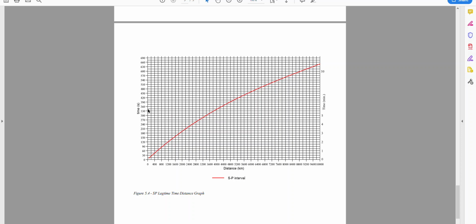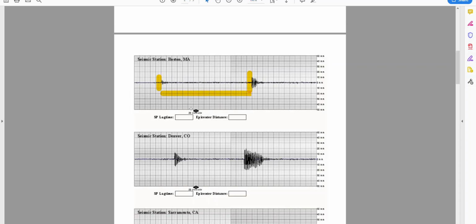And it looks like it's about 4,000. It's really close. About 4,000 kilometers at 340 seconds. Okay, so you should write 340 seconds in this S&P lag time window, and then 4,000 kilometers in the epicenter distance box here. These aren't probably super precise, but we should still get a reasonable result because we have two more stations to work with to help us.